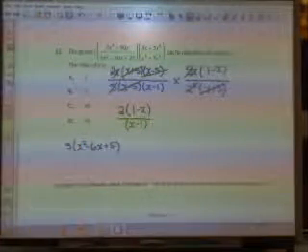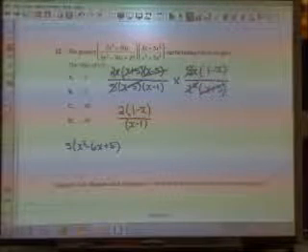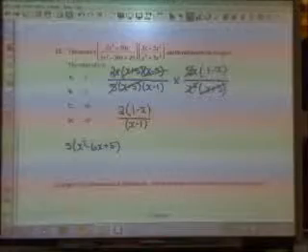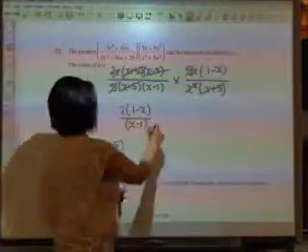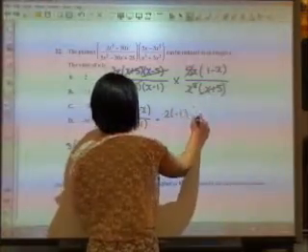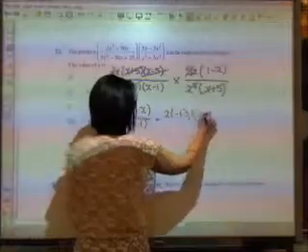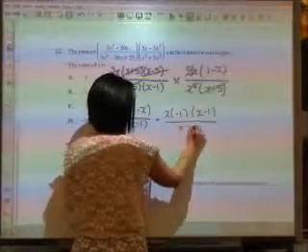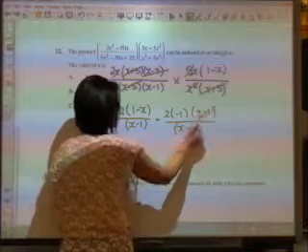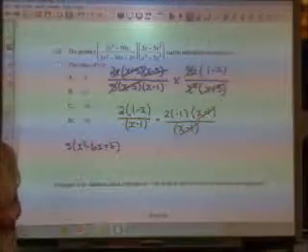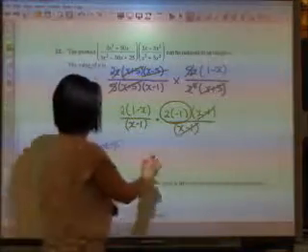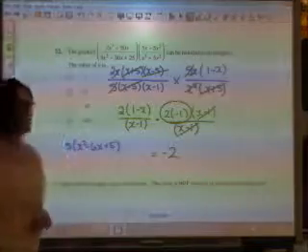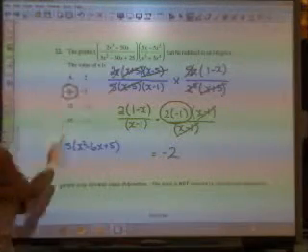But this is not an integer. So what can I do? If I factor out a -1 from here, I'm going to get a -1 and a positive x. Now, I have another common term that can cancel out, leaving me with 2 times -1, which is -2, which is an integer.